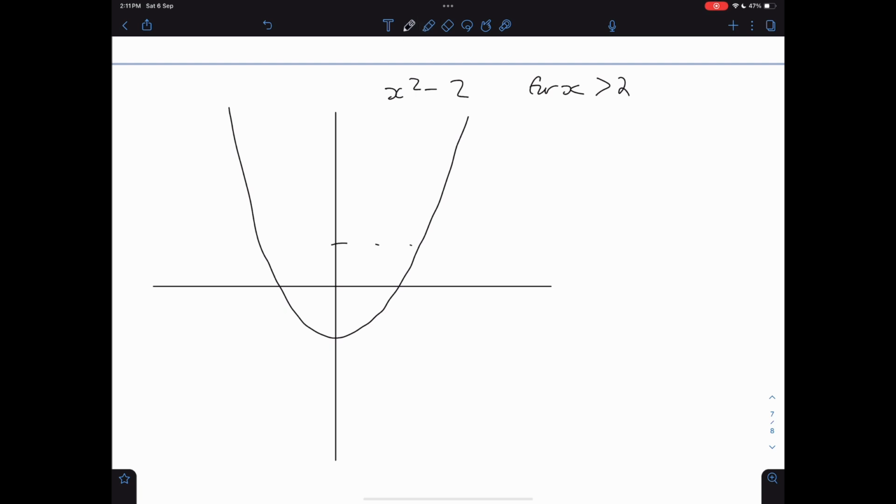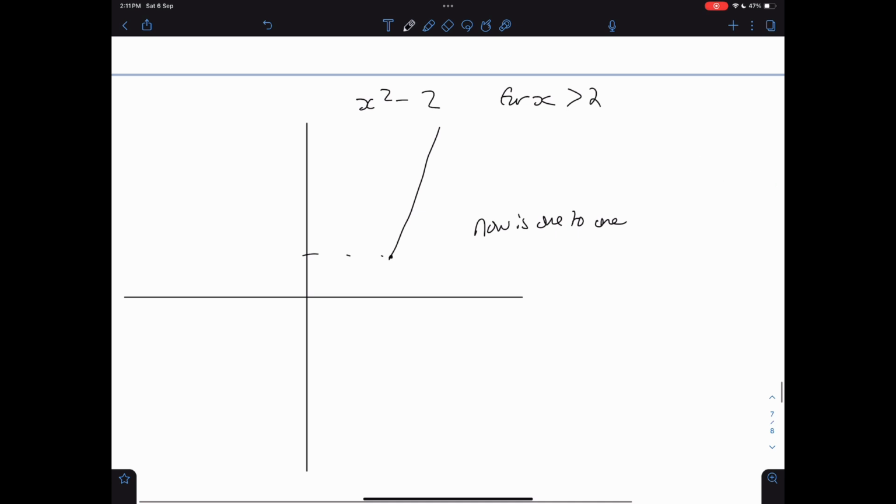So we're roughly along here. And what that looks like on a graph is this. We've gotten rid of everything over there. So now this is actually one-to-one, so this would have an inverse. And so we could say that x squared minus 2 equals y, y squared minus 2 equals x, y squared equals x plus 2, y equals the square root of x plus 2.